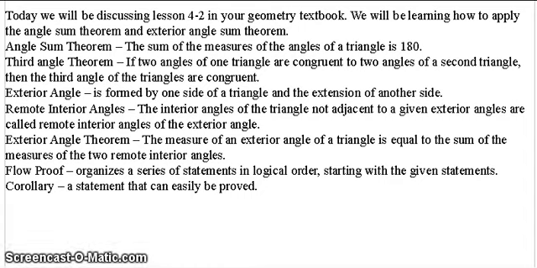An exterior angle is formed by one side of a triangle and the extension of another side. Remote interior angles: the interior angles of a triangle that are not adjacent to a given exterior angle are called remote interior angles of the exterior angle. Exterior angle theorem: the measure of an exterior angle of a triangle is equal to the sum of the measures of the two remote interior angles.